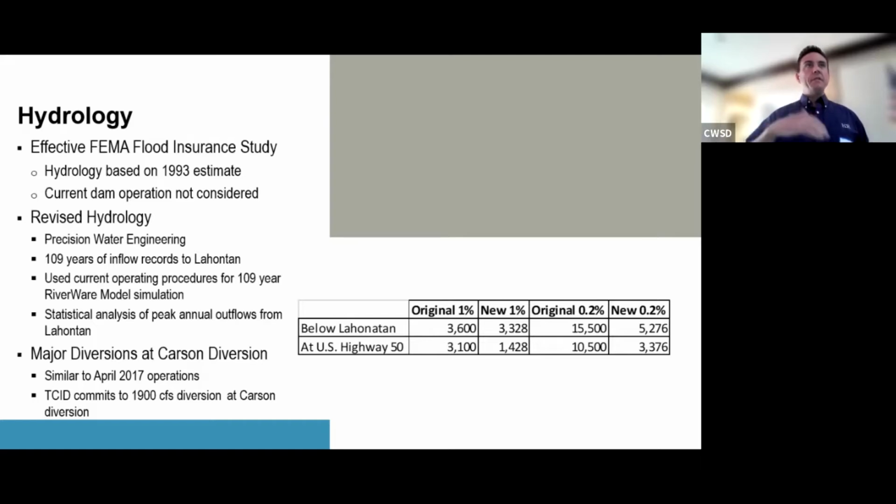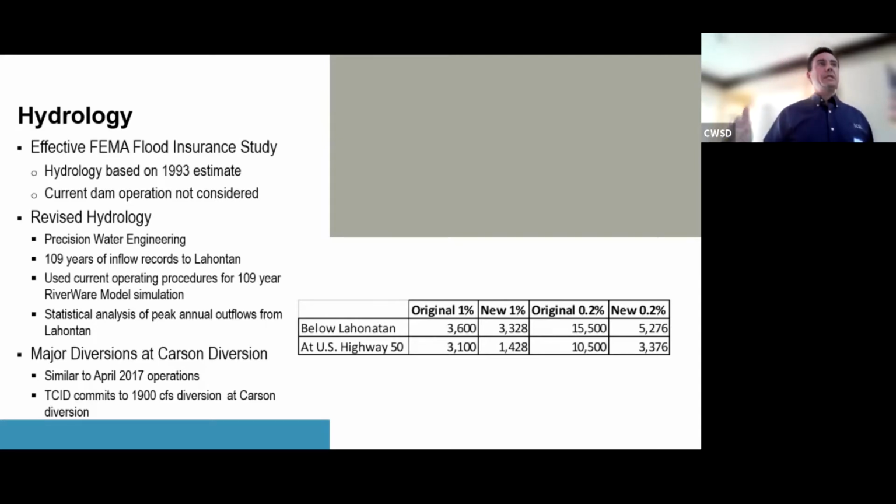And so the revisions to the hydrology, you can see here, the original flood insurance study saw about a 3,600 CFS flow downstream of Lahontan. Our revised hydrology shows about 3,300. So it's not a huge change right below Lahontan.